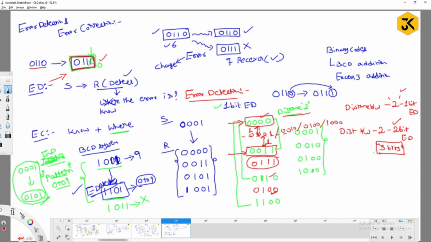So if I am going to find out t bit error, compulsorily you require a distance greater than or equal to t plus 1 between the two valid patterns. Then only can I find out whether the error exists or not. Okay, fine.